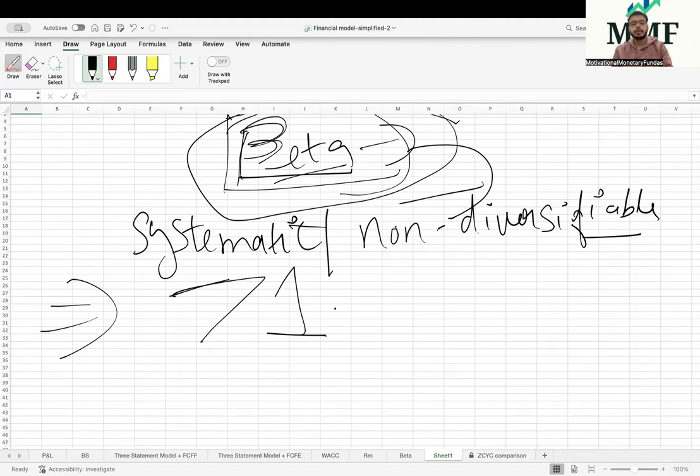For example, just for the purpose of education, HDFC Bank will have its own beta. Tata Motors will have its own beta. IT में, for example, Wipro or TCS will have its own beta. As a result, also further, if you try to create a portfolio, it will also have its own beta, right? And it's simple to calculate the portfolio's beta, right?